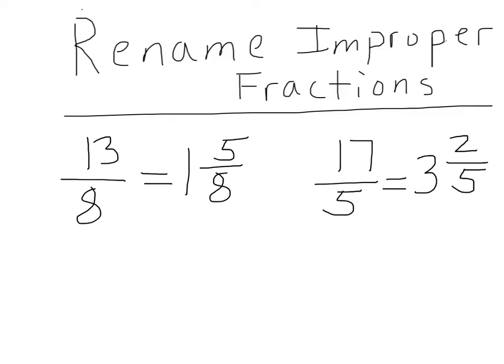I'm going to give you one more example, and that is going from 3/2. So I have 3/2 here, and I'm going to convert that, and I know that 2 goes into 3 one time. I have 1 left over, and I have 1/2. So I've gone from improper fractions to mixed numbers.